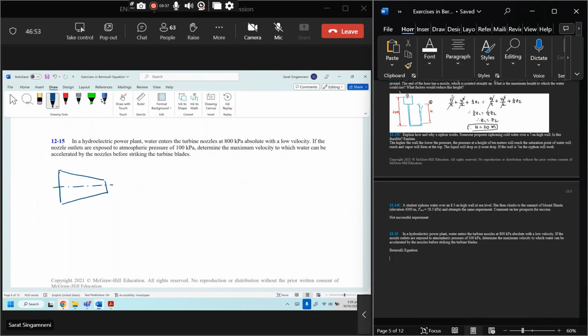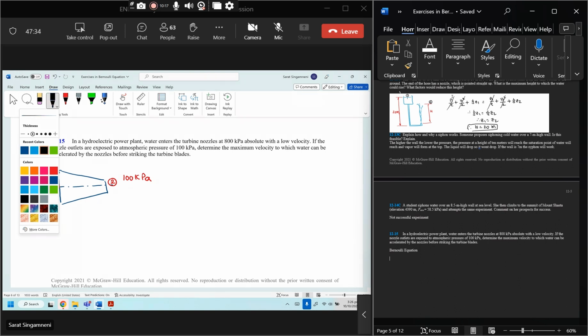A nozzle is delivering water to a turbine. At the entry, let's say this is our reference point one, and this is our reference point two. And 800 kilopascals is the pressure at the entry, and at the exit 100 kilopascals. We can apply Bernoulli's equation between points 1 and 2.